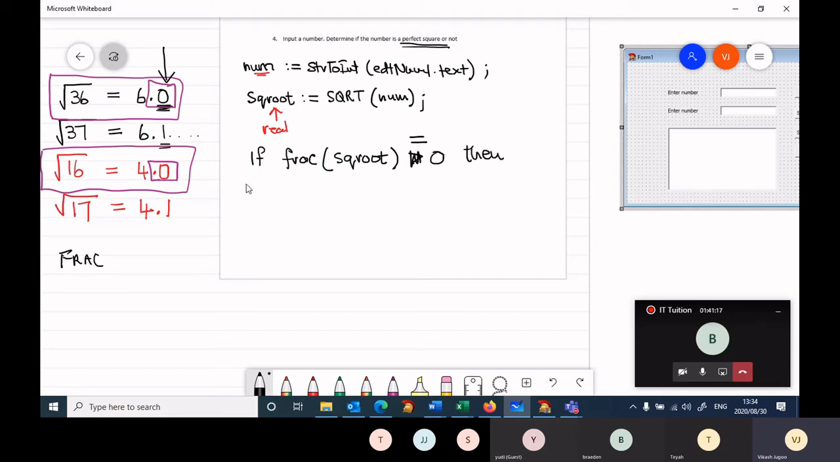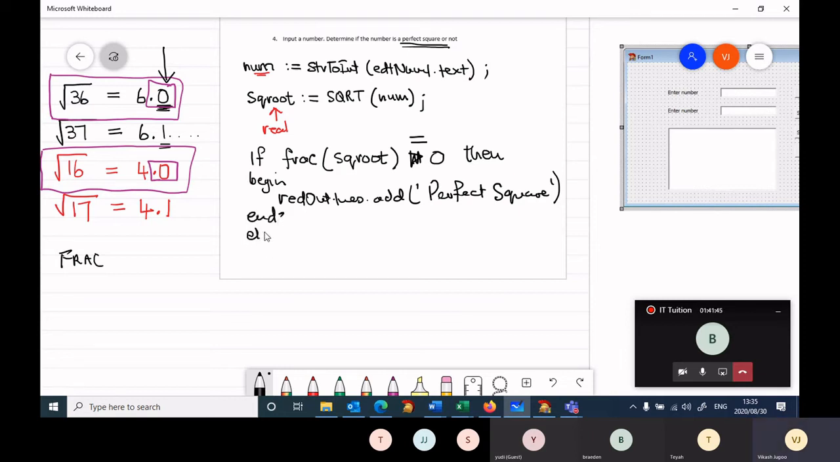0, then what does that mean? It means that's the case. It's equal to 0. Therefore, it is a perfect square. So read out dot lines dot add perfect square. End.